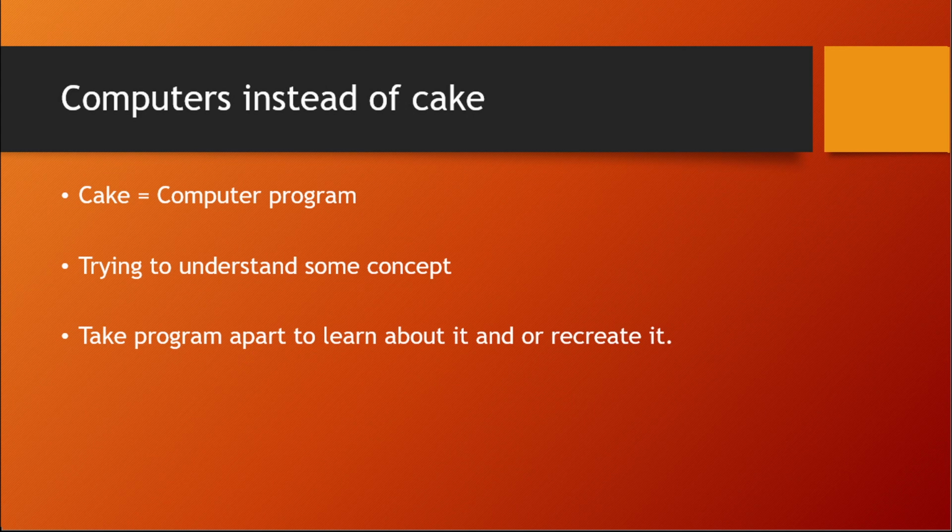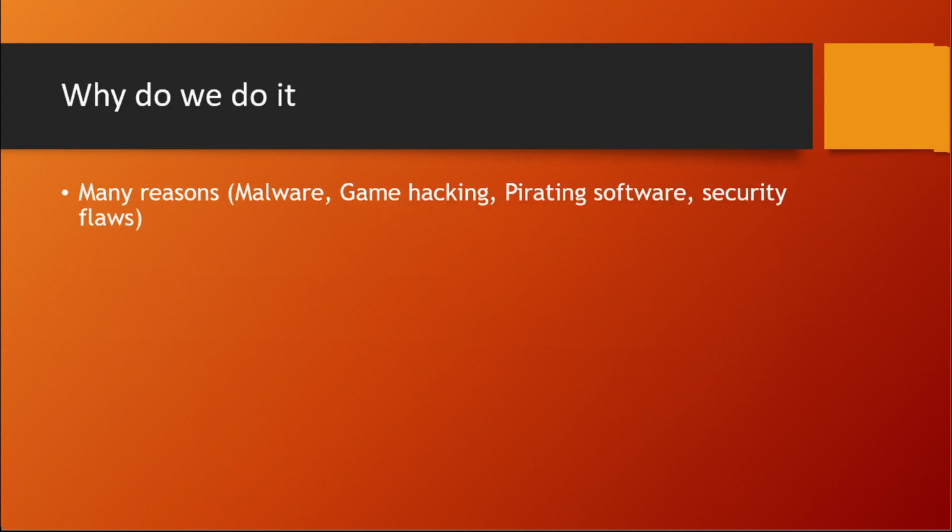Why do we do it? Why do we reverse engineer programs? There are many reasons to reverse engineer things. There could be malware that you're trying to figure out how to destroy, get rid of, prevent, all that kind of stuff. You might find a cheat in a video game and you want to exploit it more, or optimize it, all that kind of stuff.